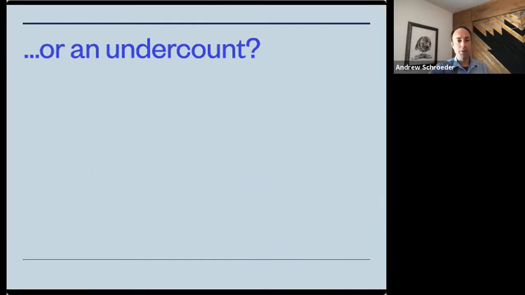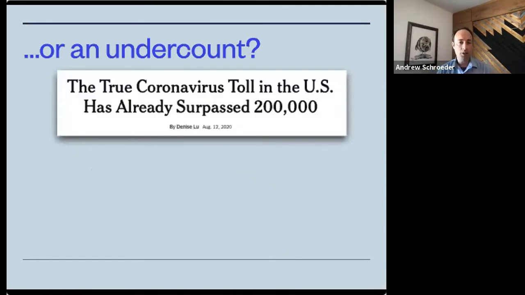So here are some examples of that. In mid-August 2020, the official CDC death count stood at about 165,000. The New York Times published an article that reported that the true toll had already passed 200,000. So the true toll was 20 or 25% higher than what the CDC was reporting.